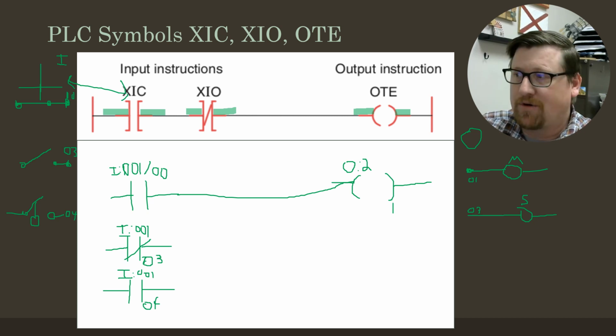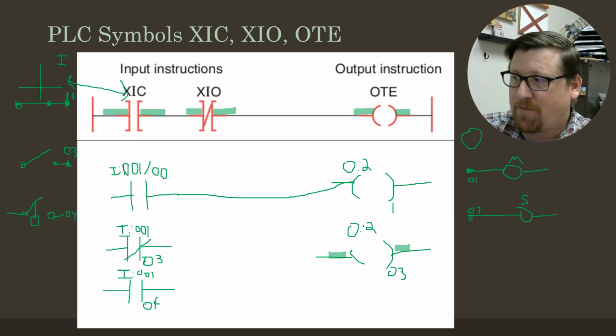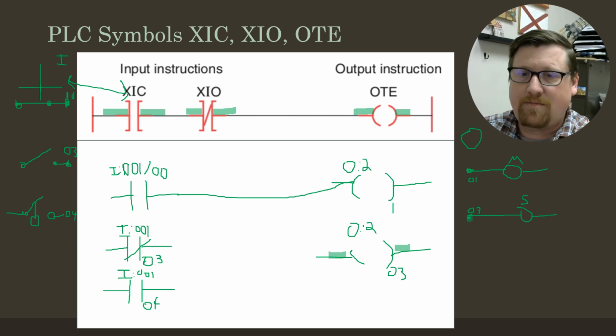So that could be a motor, or it tells it to send it out to O:2/3. And so if this one became true, that one becomes true, it's going to send actual power out on screw number 3 to send power out to this solenoid. And that's our XIC, XIO, and OTE.